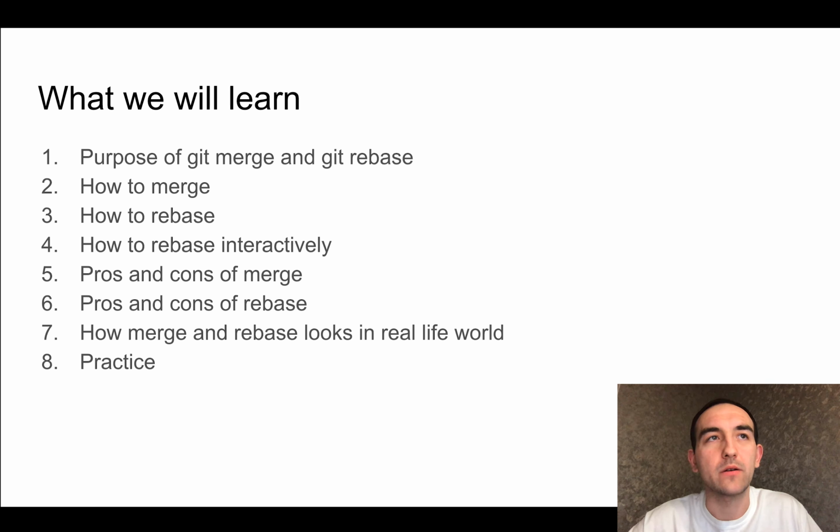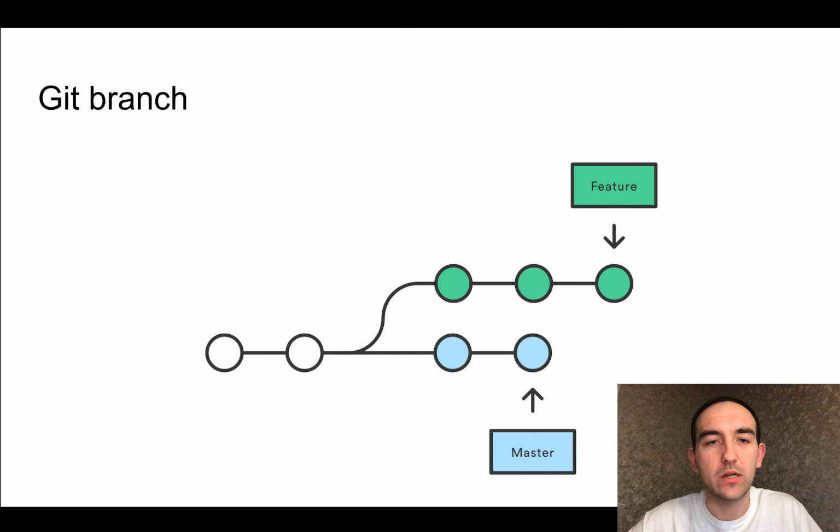So let's start. Let's start from the beginning. Why do we need Git Merge and Git Rebase commands? It's a typical situation when we have a master branch and we need to implement some feature. To implement this feature, we create a feature branch, and we create a few commits in this branch. And after that, somebody from your team already updated the master branch with new commits.